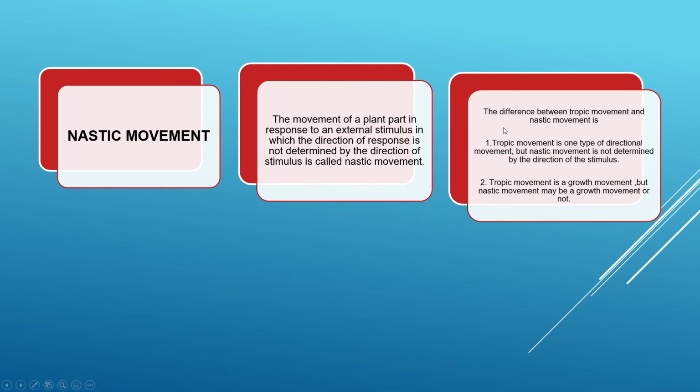So what is the main difference between tropic movement and nastic movement? Tropic movement is a directional movement, but nastic movement is not directional. And tropic movement is always a growth movement, but nastic movement may or may not be a growth movement. Now come to the point.